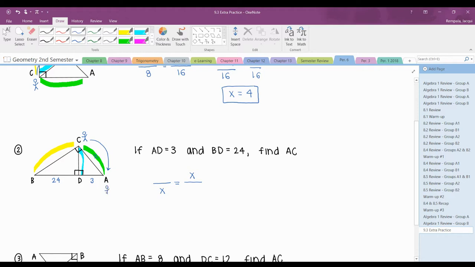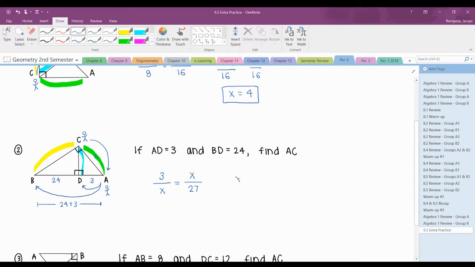Now the guy is down here at A. And once again, I want to think about the distance that he can walk. He can walk from A to D, which is a length of 3. Or from A, he can walk all the way to B. Now this is where you have to be careful. 24 is not going from A to B. That's going from D to B. So if I need the whole entire distance, that means I need to add those two values that are representing that entire distance. So 24 plus 3 tells me that 27 is the number that needs to go in my proportion. And now I have my proportion set up and I can cross multiply.